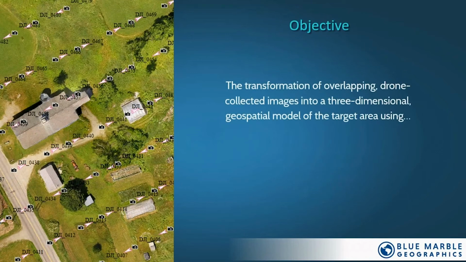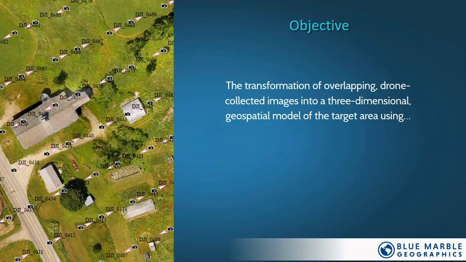Again, defining the objective, and you're seeing a little bit of a screenshot with some of the data that we're going to be working with, those little icons representing the location where our drone images were captured. My objective is the transformation of overlapping drone collected images into a three-dimensional geospatial model of our target area. That's the goal in this procedure.